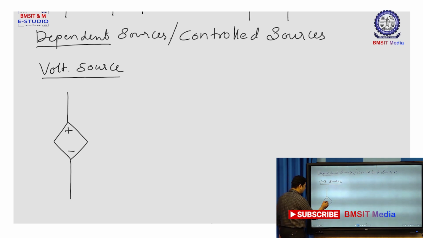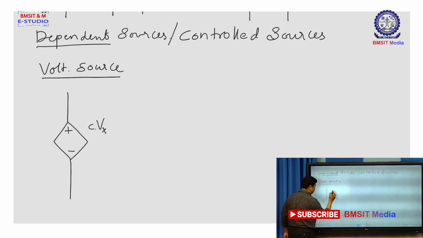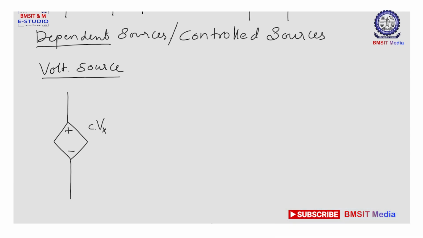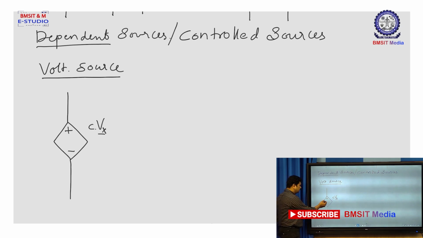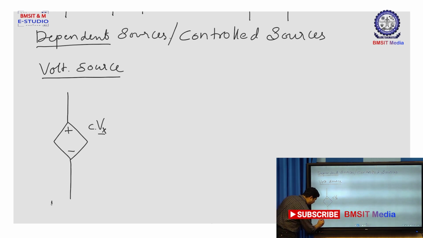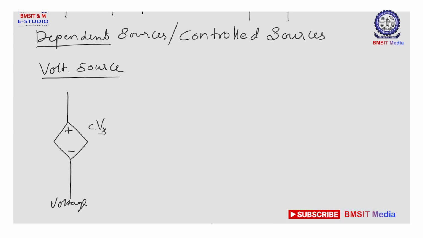So, let us take this as C into Vx. Now, what is C? C is a scalar. It is any dimensionless scalar quantity, whereas Vx is the voltage present across any other element in the circuit. Now, this is a voltage source controlled by a voltage. Therefore, I can call this dependent voltage source a voltage controlled voltage source.